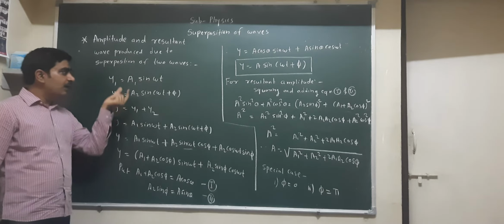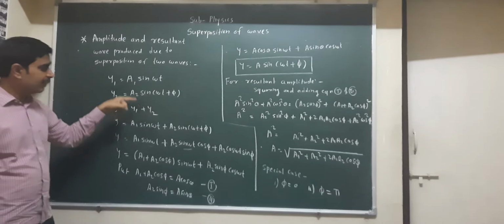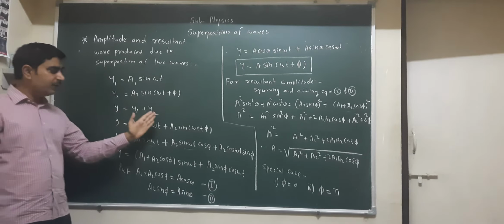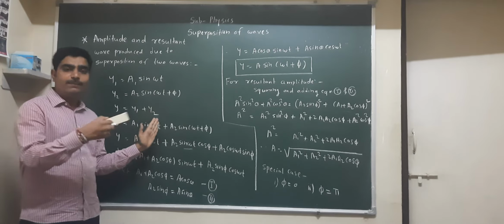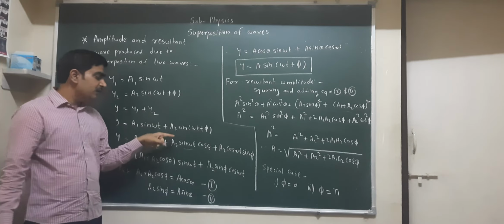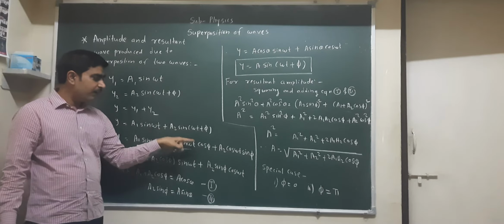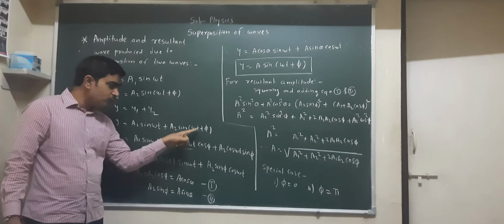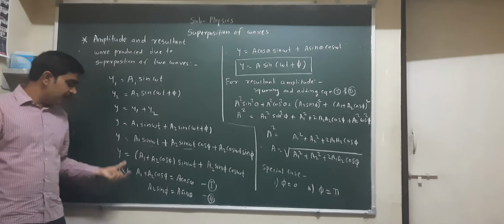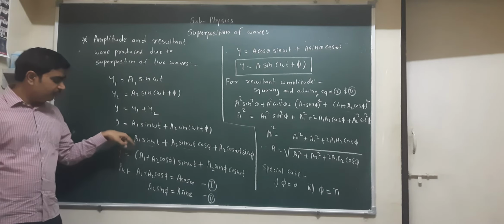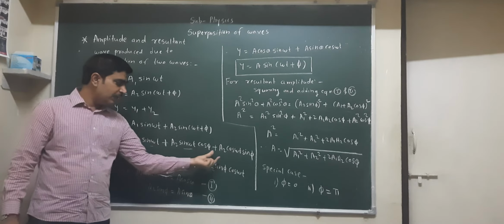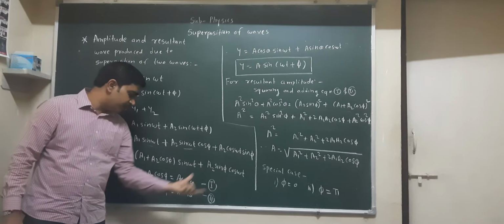y1 plus y2. a1 sin omega t plus a2 sin(omega t plus phi), a1 sin omega t as it is. Now here we have to apply the formula of sin(alpha plus beta), that is sin alpha cos beta plus cos alpha sin beta. So a2 sin omega t cos phi plus a2 cos omega t sin phi. After this, take sin omega t as common. So y is equal to (a1 plus a2 cos phi) sin omega t plus a2 sin phi cos omega t.